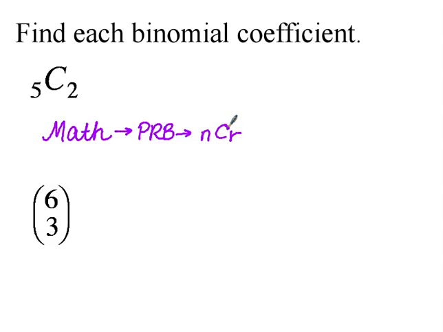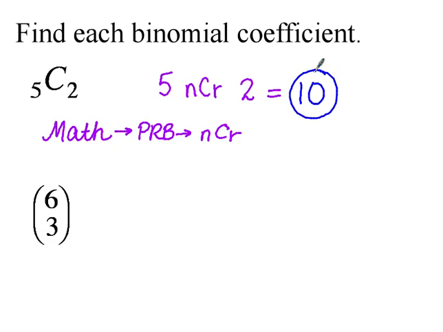So how you're going to enter this is you're going to hit the 5 first, then you will hit the nCr button, and then you will hit 2. So refresh that again. You're going to hit the number 5. Then you're going to go to Math, PRB, nCr, and type in 2. This is what your screen should look like. And when you do that, you get your answer to be 10. There you go. That's the binomial coefficient, 5 choose 2.